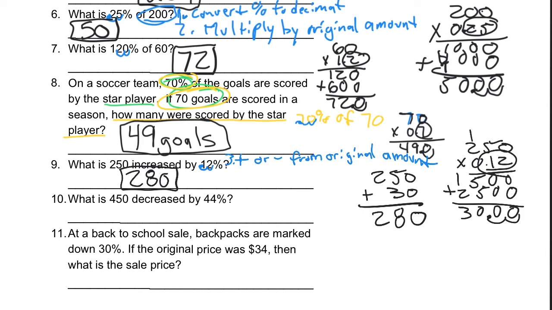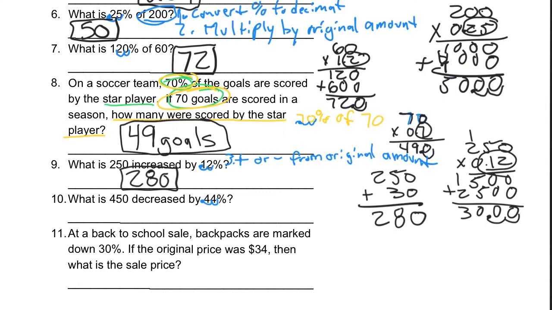Or if you see the word sale, okay, sale price. Say there was a coupon. Those are all markdown things, okay? So we're subtracting. So first step is convert to decimal. 1, 2. I get 0.44.